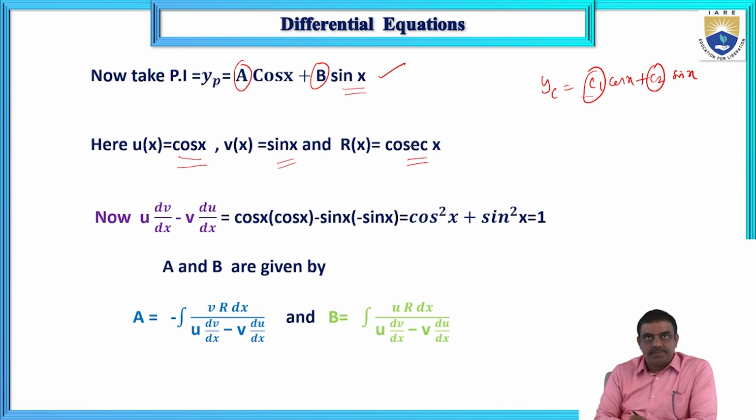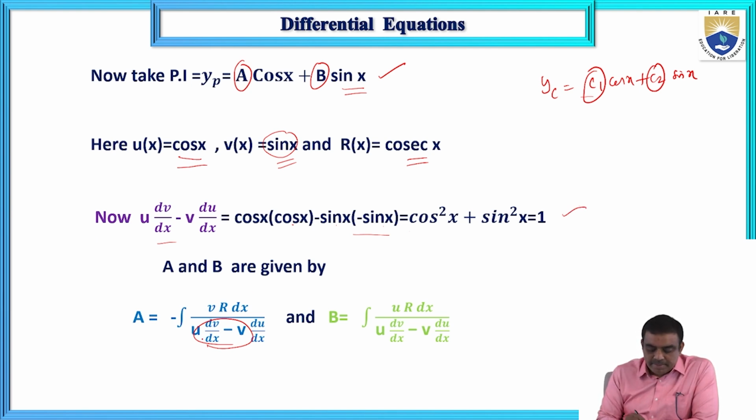So, we have to change the parameters c1 and c2 and write the new parameters a and b. Here u of x is cos x, v of x is sin x and r of x is equal to cosecant x. Now, I find the denominator value u dv by dx minus v into du by dx. That is u is cos x, v is sin x, dv by dx is again cos x, minus v means sin x into du by dx, the derivative of cos x, which is minus sin x. That is cos square x plus sin square x, which is equal to 1.